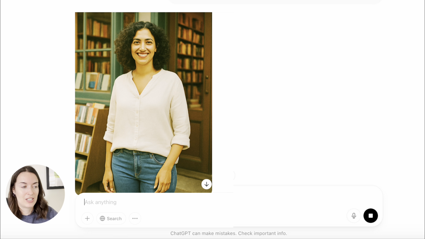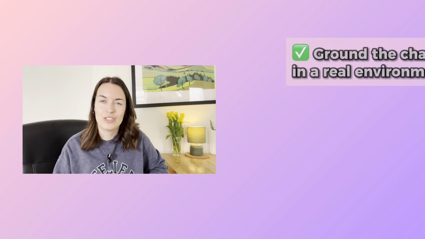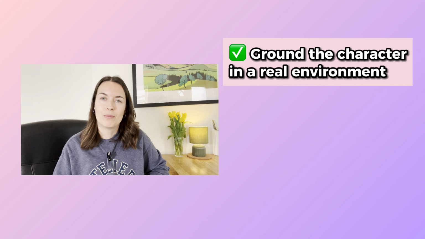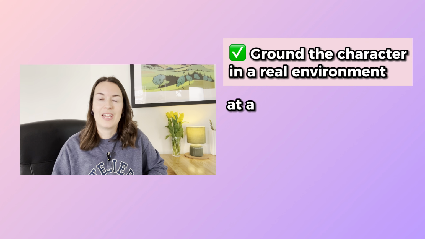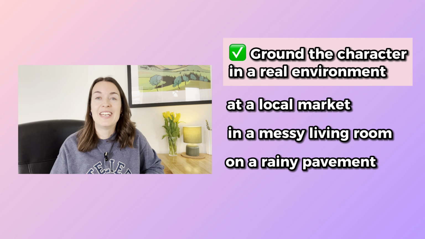It is less random. Obviously, to save time, I can ask ChatGPT to create 5 alternatives of this image, so I've got something to choose from. It's also a good idea to ground the character in a real environment to make it look more realistic. For example, at a local market, in a messy living room, on a rainy pavement.